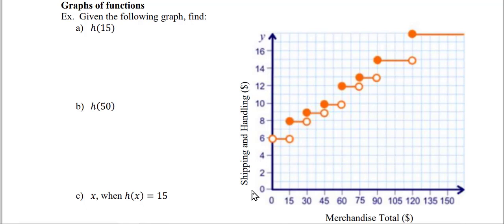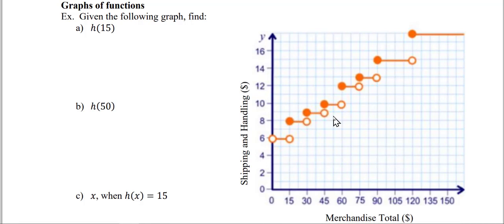Well, let's think about what that means. What does this really mean? This is saying if you have a merchandise total between $0 and $15, your shipping and handling is $6. If you have a merchandise total between $15 and $30, you're going to pay $8 for shipping and handling, and so on. And from 30 to 45, it's 9, and whatever. It's got some weird tiers here. It's not even tiers, but that's what's happening here.